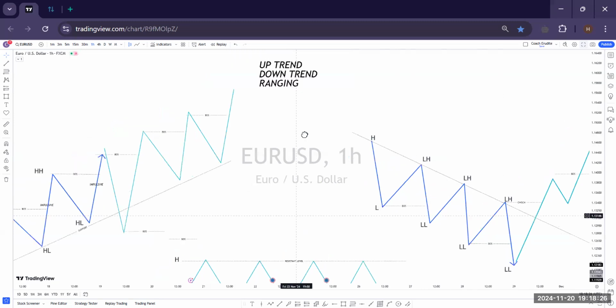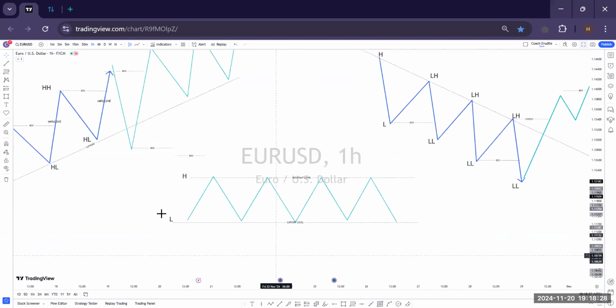So now for a ranging market, we only have the high and low. That is what we have. High and the low. That is just what we have. And for price to have the high and the low, it means we have the resistance level and the support level, the resistance level and the support level.